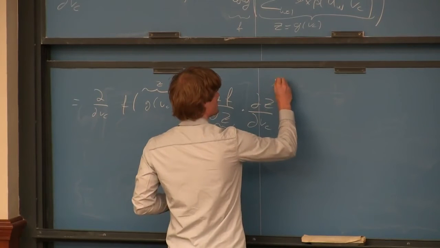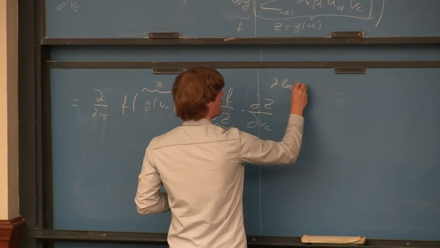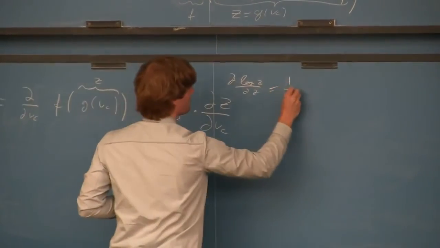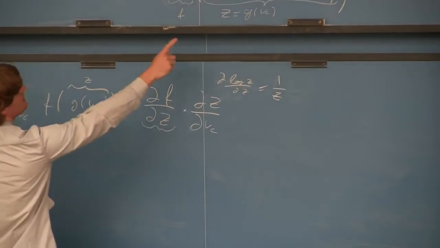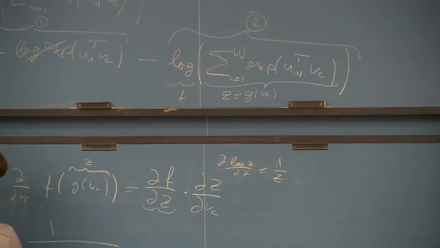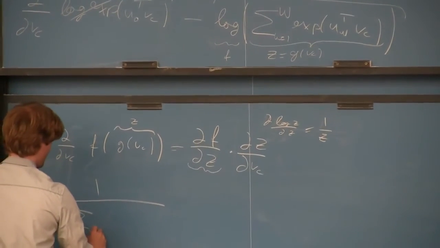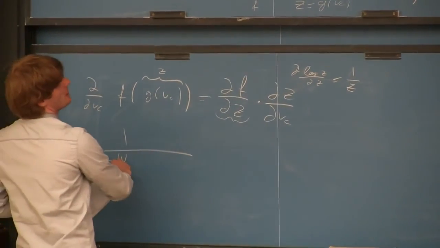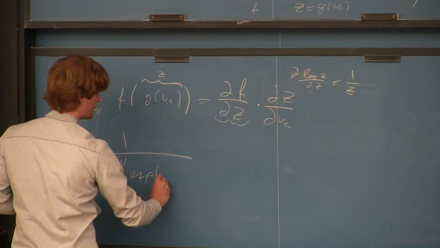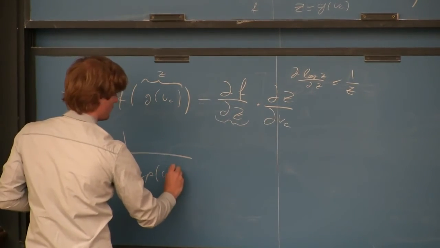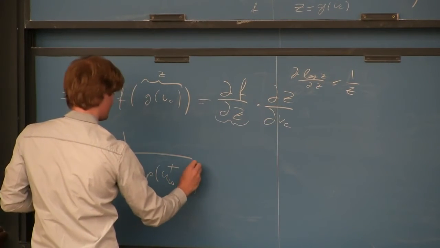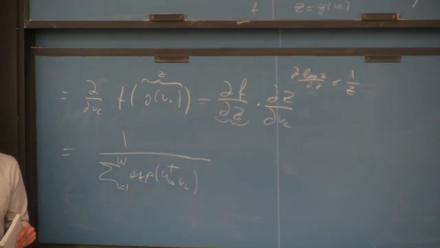Now we just need to know what is the derivative of log of z with respect to z. 1 over z. Exactly. And z was basically just this sum. So the first element that we have here is 1 over this gigantic sum, where w equals 1 to W, where capital W is the number of all our word vectors together, and we take the exponent of u_w transposed v_c. Okay, any questions so far?